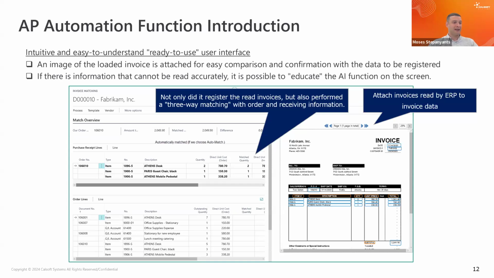If there is information that cannot be read accurately, you can then train or educate the system with Continia's AI function to learn where to extract information from on the next scan for, let's say, that vendor or customer.